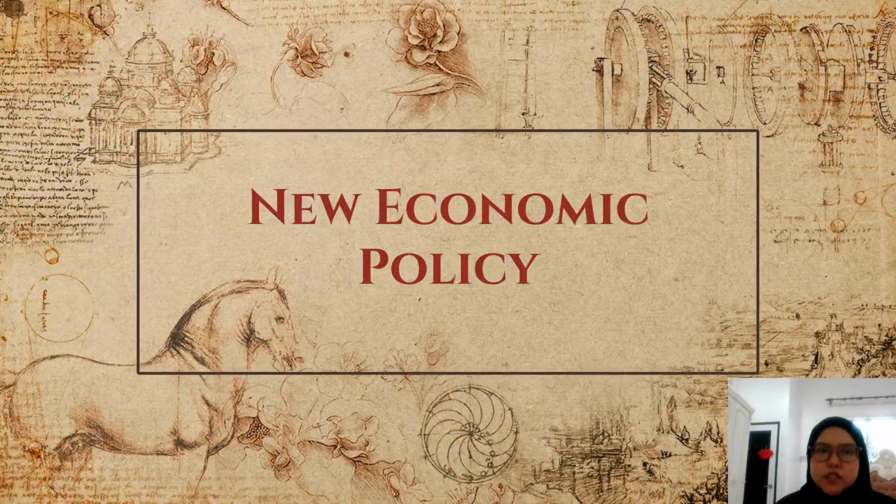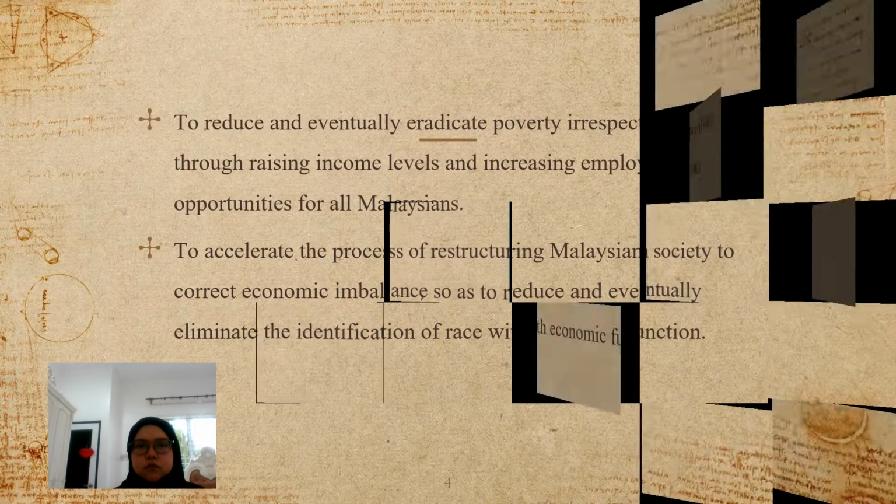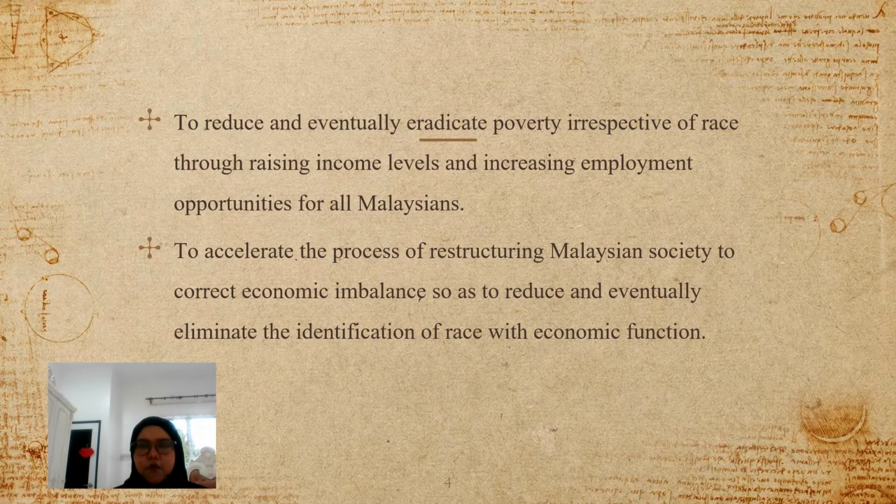The New Economic Policy was introduced by the government after the bloody tragedy that happened on 13 May 1969 due to the racial riot. There are two main objectives of the New Economic Policy. The first one is to eradicate poverty. The second one, to accelerate the process of restructuring Malaysian society to correct economic imbalance. Because before this, the British had implemented a divide and rule policy where Chinese stayed in the business sector, Malay and Indian in the agriculture sector. So to overcome this problem, NEP was implemented.